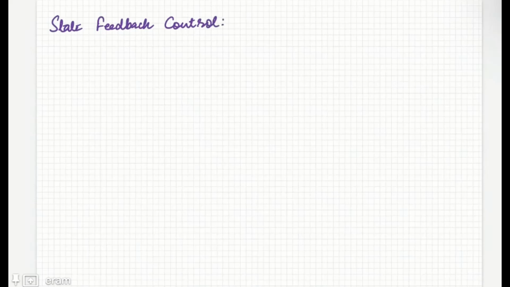So let's consider the state feedback control design. In the previous week also we discussed a few problems on how to design a state feedback controller for a linear time invariant system of the form x dot equals AX plus BU.